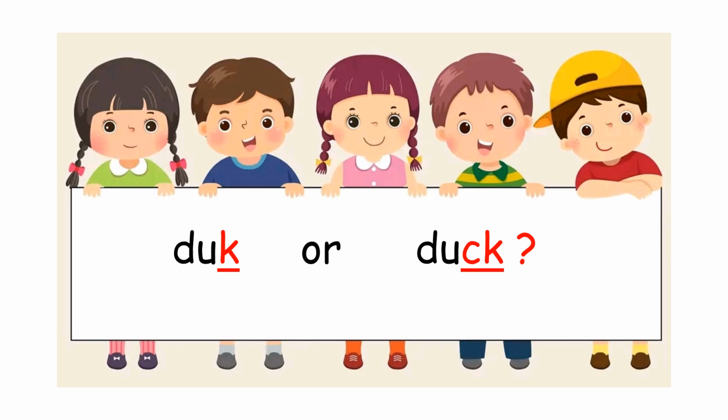So here we have two words, D-U-K and D-U-C-K. If we were to pronounce these words, both words would say duck. D-U-K is pronounced duck and D-U-C-K is also pronounced duck because the K and the CK both say k. So how are we going to figure out which one is correct? Let's continue looking to find out.